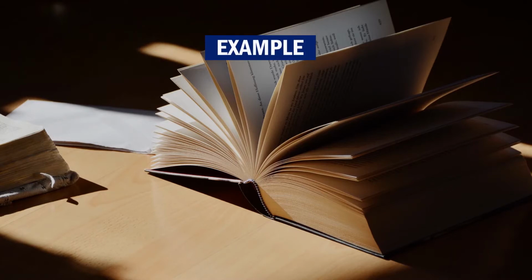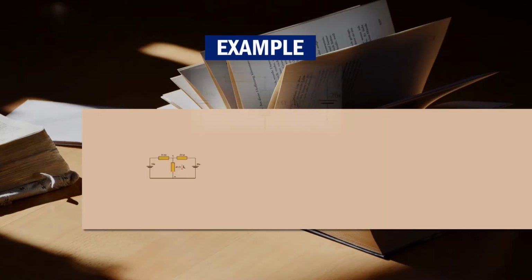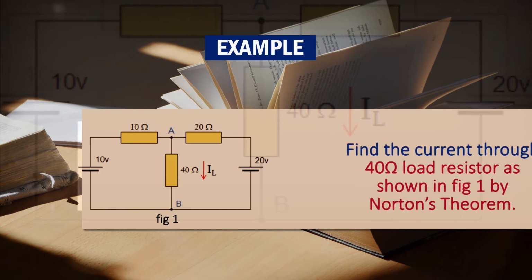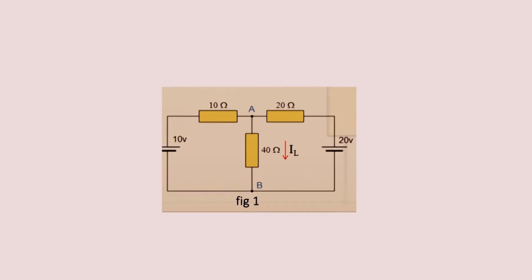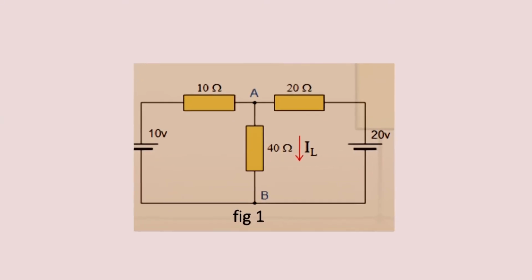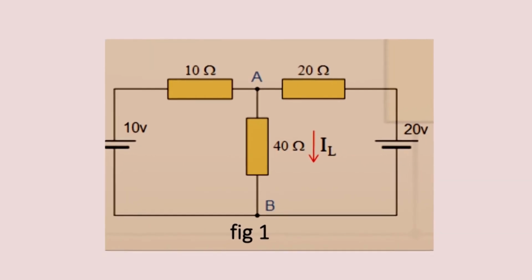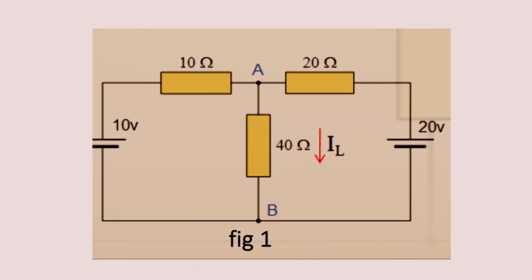Now this Norton theorem can be applied in any network, so we are just considering one example. Here you can see in figure 1 there are two voltage sources. One is a 10 volt source, another is a 20 volt source, and three resistances are connected. One is 10 ohm, another is 20 ohm, and the third one is a 40 ohm resistance connected between terminals A and B. Our aim is to calculate the load current through the branch AB.